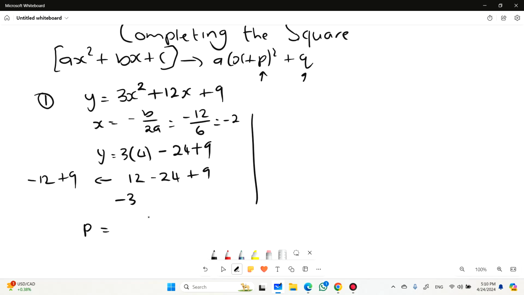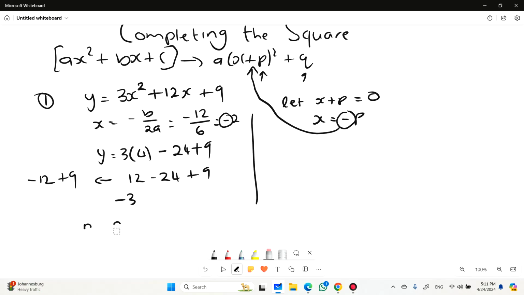So in this case, my p will be 2, right? Remember that to find your x turning point, you let x plus p inside that bracket equal 0, meaning that x in that case will be negative p. So if x was negative, then in the bracket it has to be positive. If it was positive there, then my p would be negative. So I hope that you understand that, right?